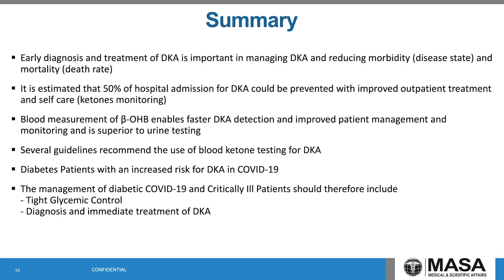Going slowly to the end of the presentation, this is our summary for today. We think that early diagnosis and treatment of DKA is important in managing DKA and reducing morbidity and mortality. It is estimated that roughly half of the hospital admissions for DKA could be prevented with improved outpatient treatment and self-care for ketone monitoring. Blood measurements of beta-hydroxybutyrate enable faster DKA detection and improve patient management, and monitoring is superior to urine testing, as we showed before.